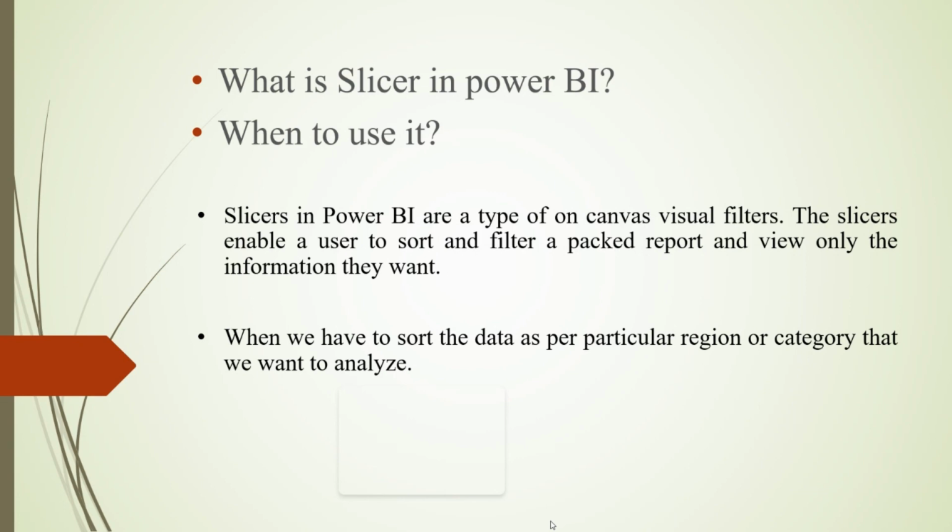Okay, and when we have to sort the data as per a particular region or category that we want to analyze. So as I said, if we have to sort the data as per a particular region, as per a particular country, as per a particular category, then we have to use the slicers as a filter in the Power BI desktop. So let's see how to create the slicers and how to use them in Power BI desktop.